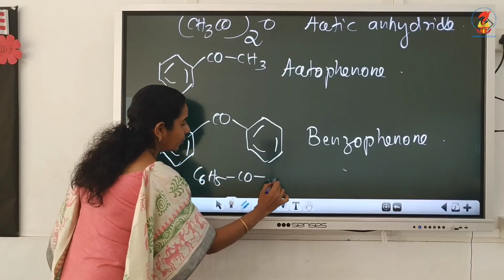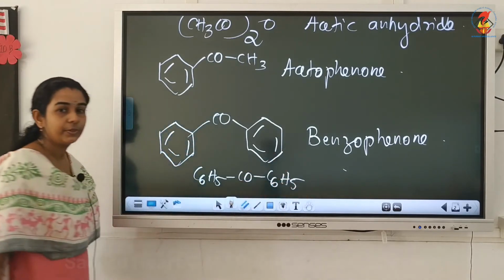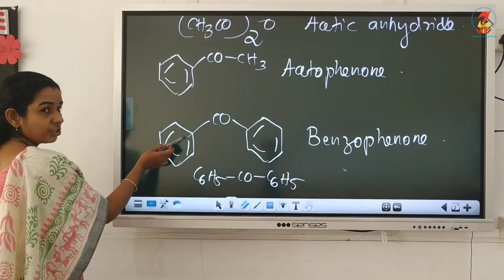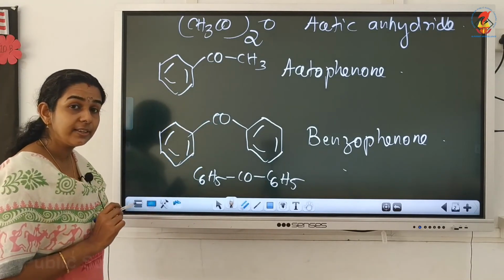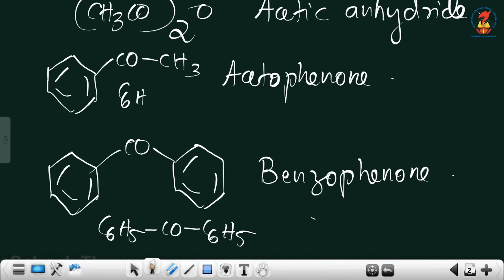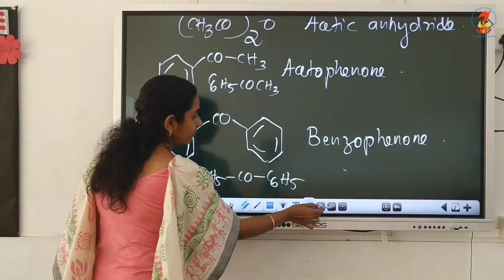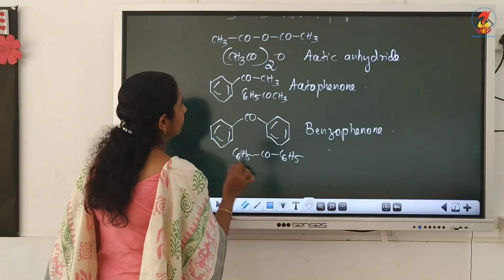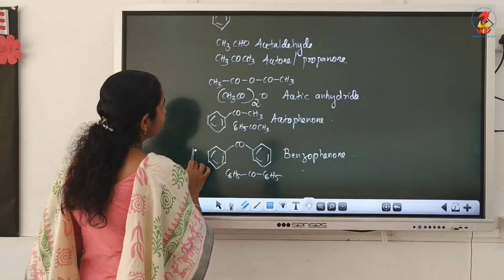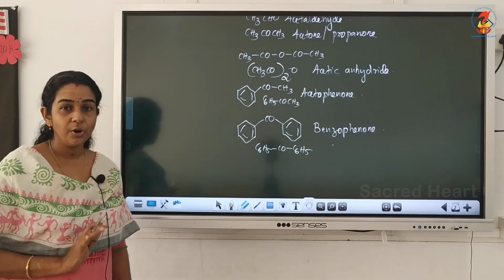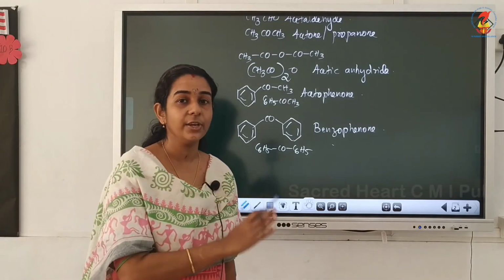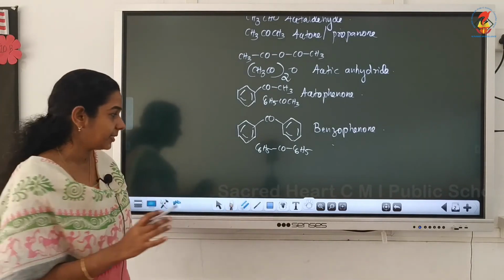How can we write the molecular formula of this? C6H5COC6H5. Okay, both are the same. This is the structural formula and this is the molecular formula. Same way for acetophenone, how can we write the molecular formula? C6H5COCH3. So remember this. So these structures, starting from benzaldehyde onwards, keep them inside a box. Before you start the reactions, study all these structures along with their names.